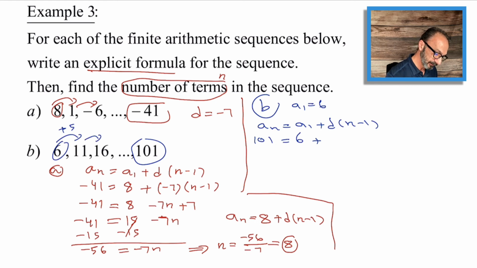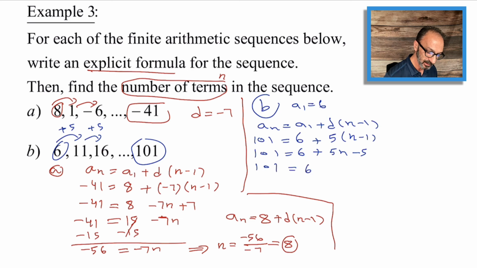So we have d equals 5 times n minus 1. Let's solve for n. Using the distributive property, again, 5 times n is 5n. 5 times 1 is 5 with a minus sign, that's a minus 5. 101 equals 6 and minus 5 will change it to 1 plus 5n.